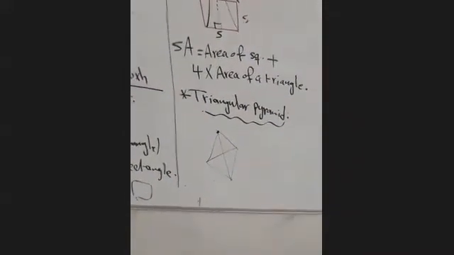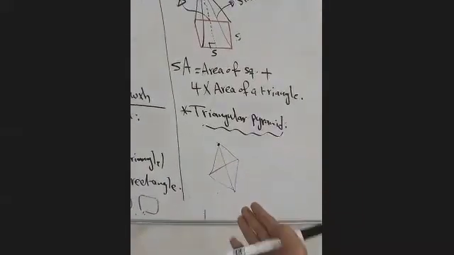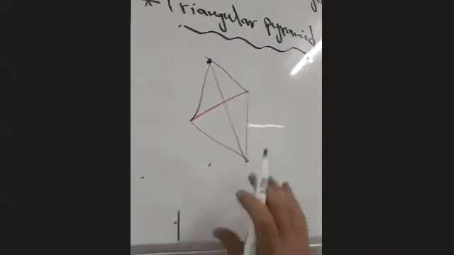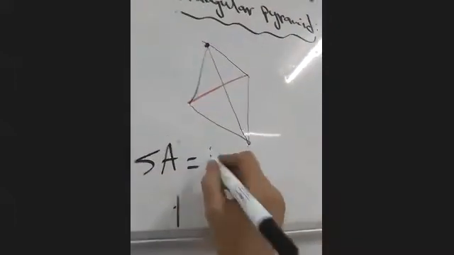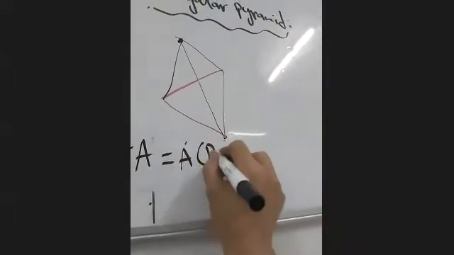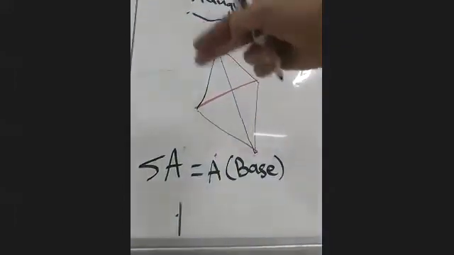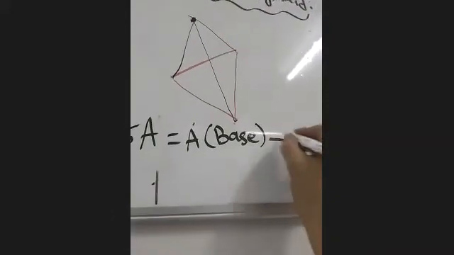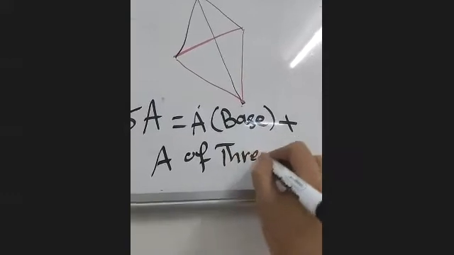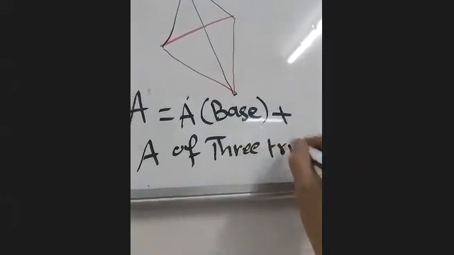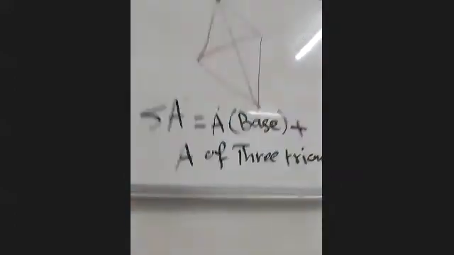Now here, how do we find the surface area? Same idea, but down we have a triangle. The surface area here, and focus please, equals the area of the base, the triangle in the base, the red one, plus the area of the 3 triangles around, the 3 sides, which are the triangles on top. And we will come back to this tomorrow, inshallah.